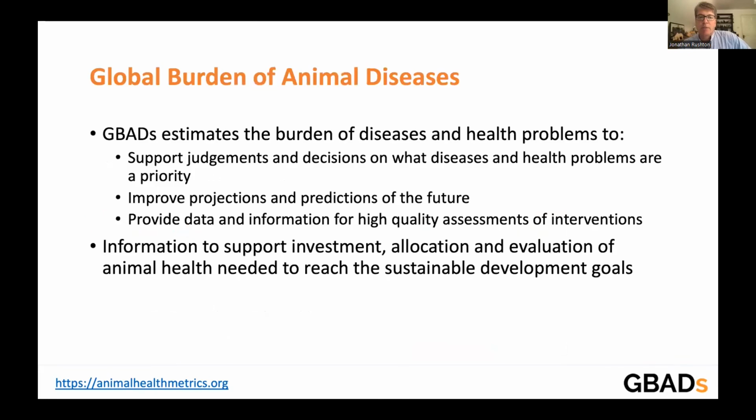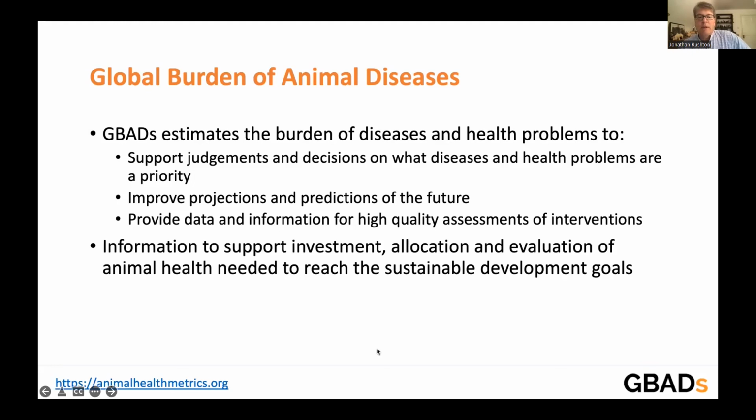So I just want to summarize what we're about. The Global Burden of Animal Disease Programme is about estimating burdens of diseases and health problems in animals. That information, we believe, will actually support judgments and decisions on what diseases and health problems are priorities. It should provide information where we can improve how we project and make predictions of the future, and therefore provide a basis for better quality assessments of interventions. We're not currently talking about doing cost-benefit analysis or cost-effectiveness analysis of changes. We're simply providing information and data that would support those kinds of intervention assessments.